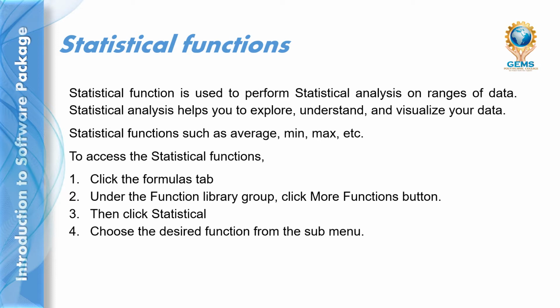To access the statistical functions, first you have to click the Formula tab, which is under the Function Library group, and click the More Functions button. Then click Statistical and choose the desired function from the submenu, such as average, minimum or max.